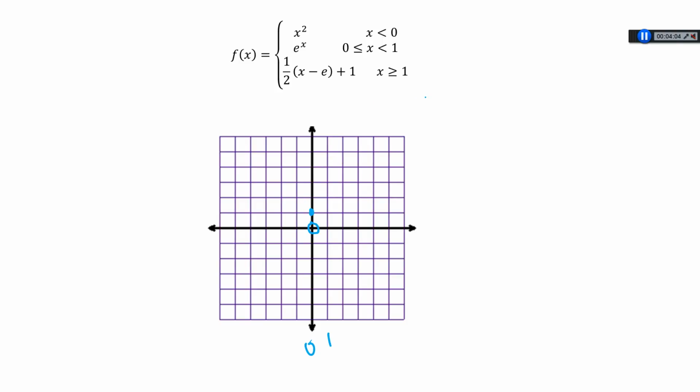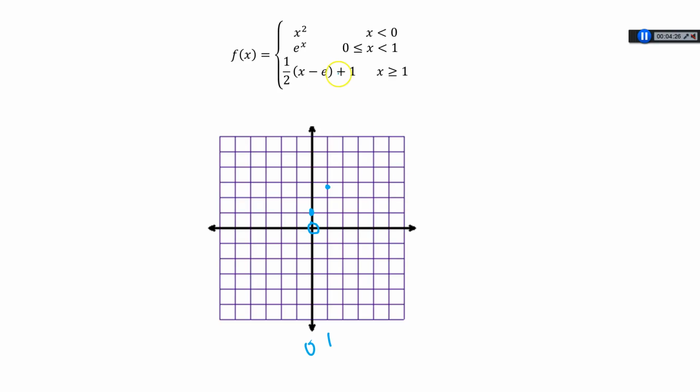And now, let's see here. If we plug 1 into e to the x, we get e. E is 2.7, so that's right about there. 2.71828, it goes forever, but it's about 2.7. And then what's this thing? My goodness. 1/2 x minus e plus 1 when x is greater than or equal to 1.